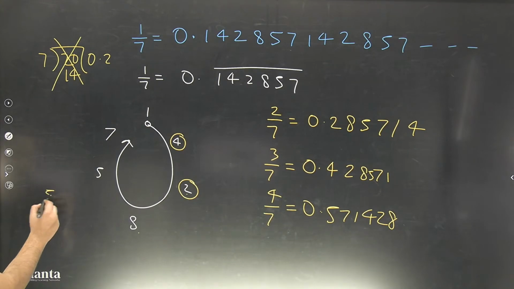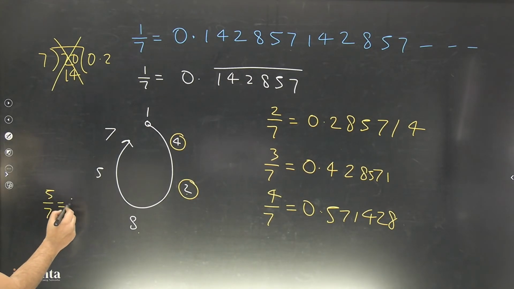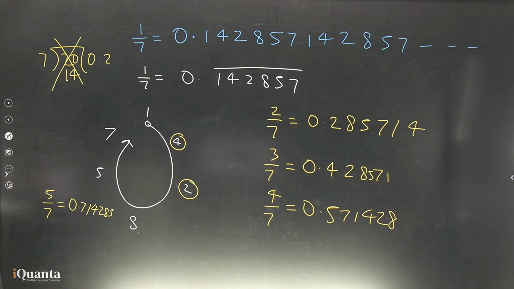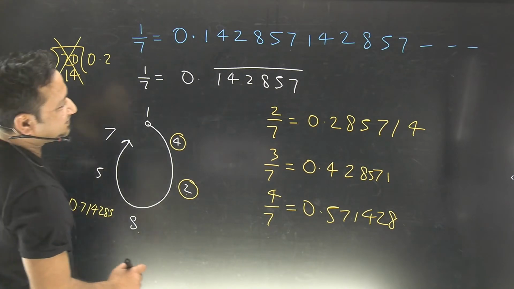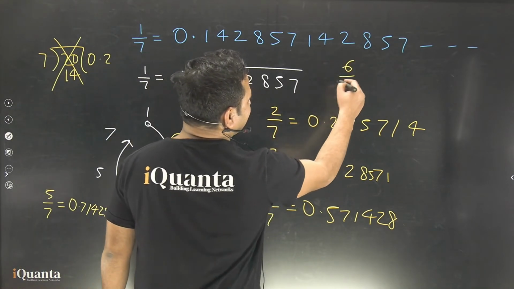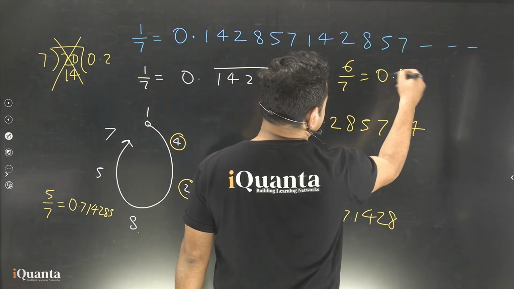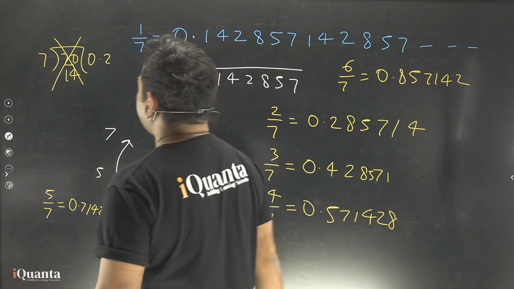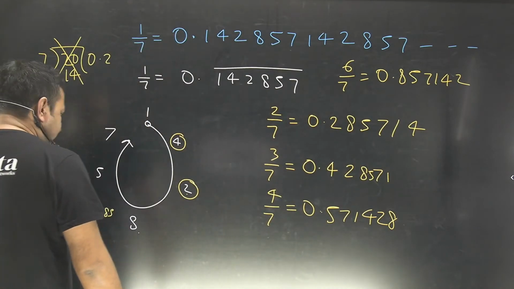5 by 7. 7 sevens are 49. First digit is 7. Then 1, 4, 2, 8, 5. Isn't it? 6 by 7. First number is 8. 7 eights are 56. After that 5, 7, 1, 4, 2. All right.